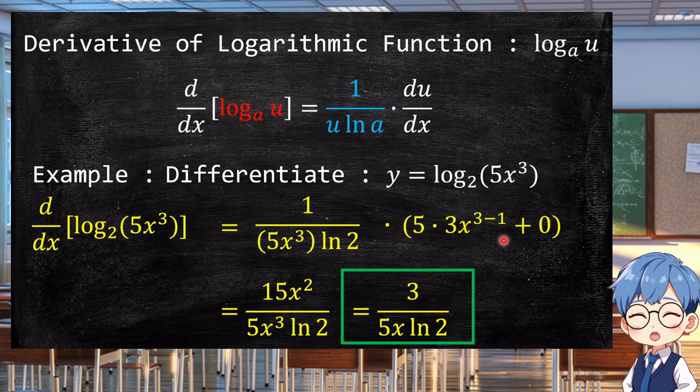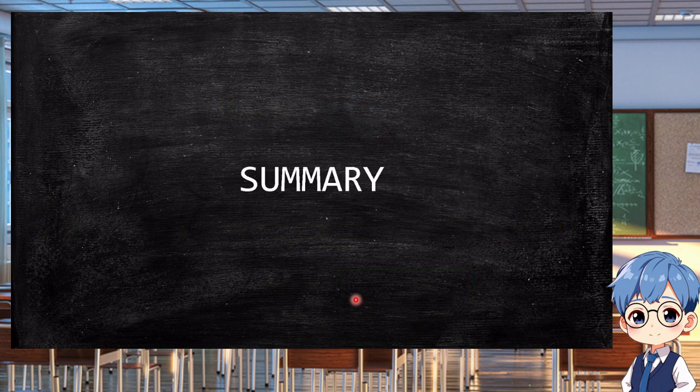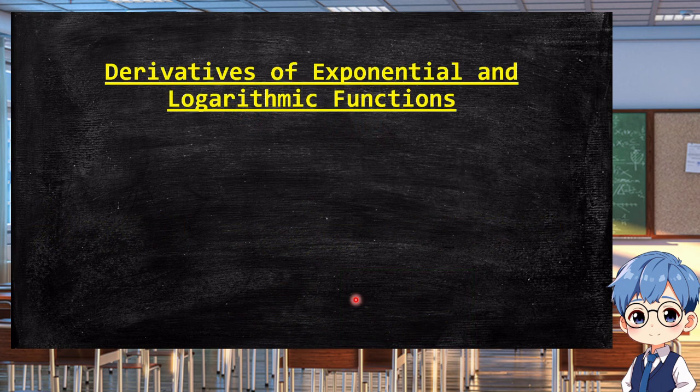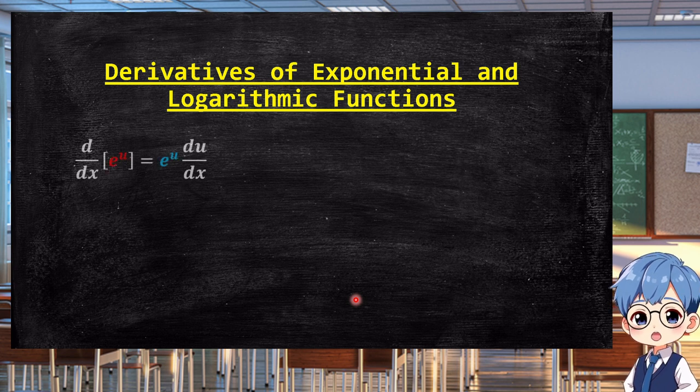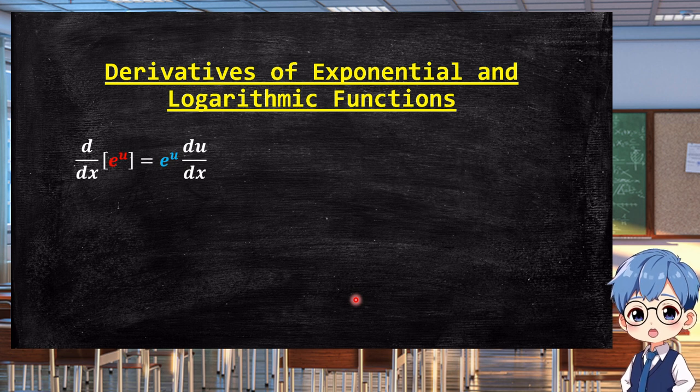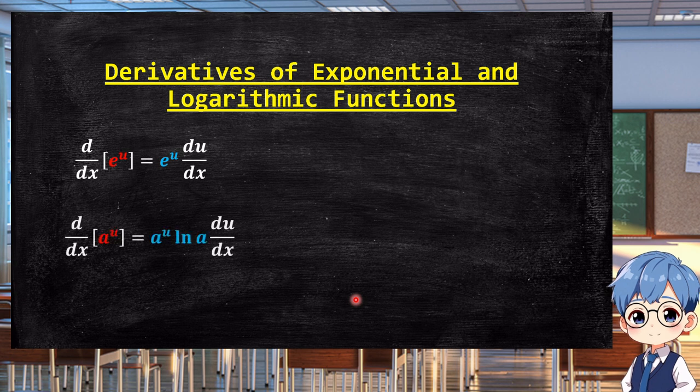Let's quickly recap everything we've learned today. So we have the derivatives of exponential and logarithmic functions. There are only 4. Derivative of e to the power of u is just e to the power of u times the derivative of u with respect to x. Derivative of a to the power of u, where a can be any constant, is just a to the power of u times the natural log of a times the derivative of u with respect to x.